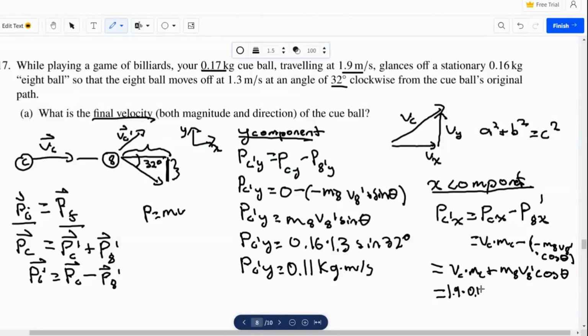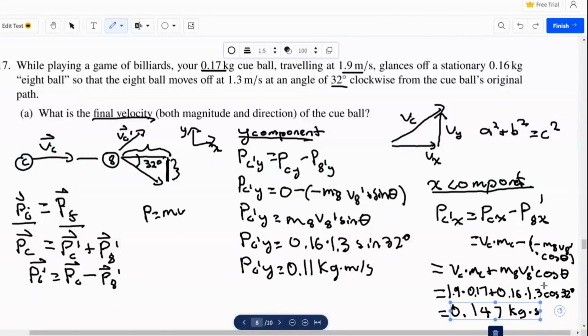And vc times mc, the velocity of the cue ball times the mass, is 1.9 times 0.17 plus the mass of the 8 ball, 0.16, times the final velocity, 1.3, times cos of 32 degrees. When you plug it in, you'll get around 0.147 kilograms per meter second.